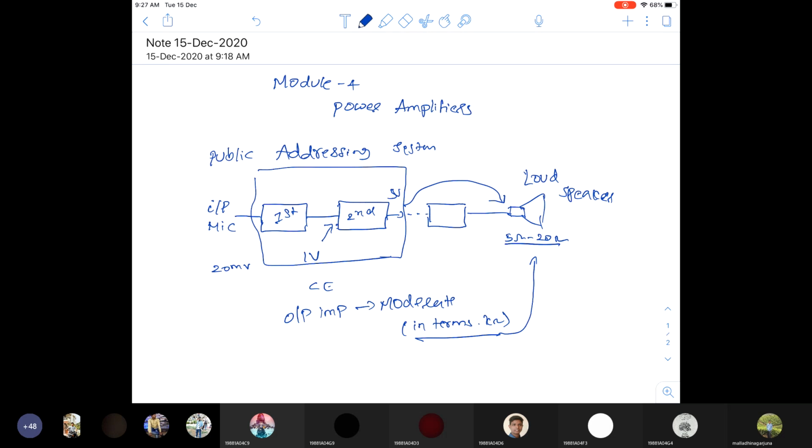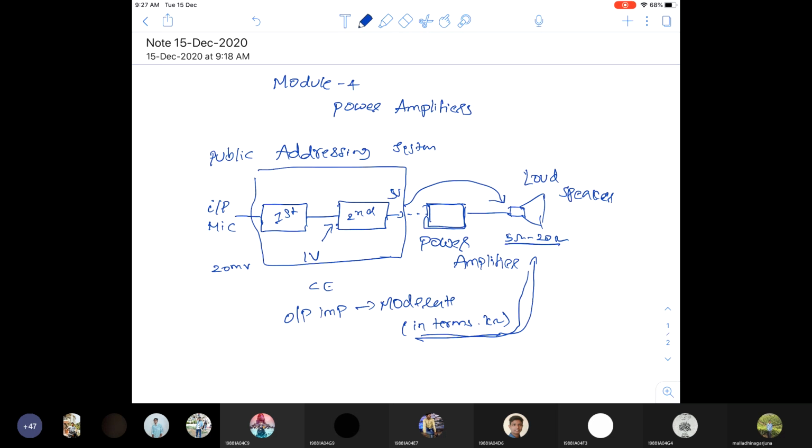Whenever a mismatch occurs, some kind of noise will come out. So we should see that the output impedance of the multi-stage amplifier matches the input impedance of the loudspeaker. To match these two, between the multi-stage amplifier and the loudspeaker we insert one more block, the power amplifier.